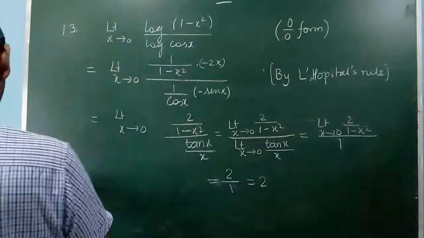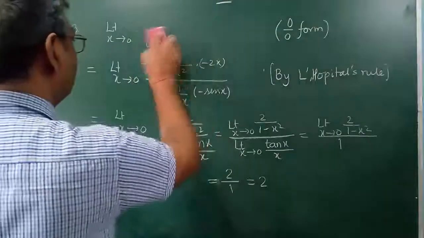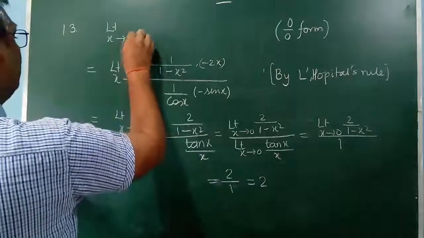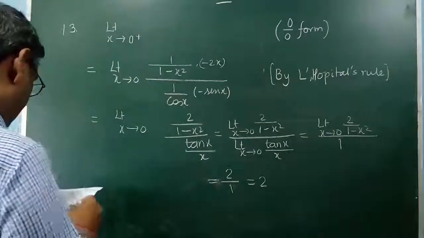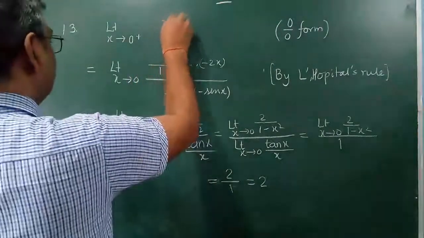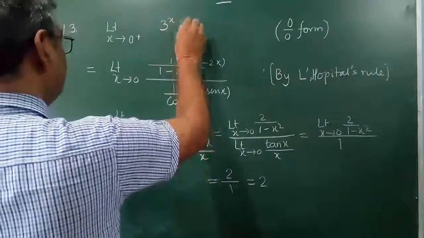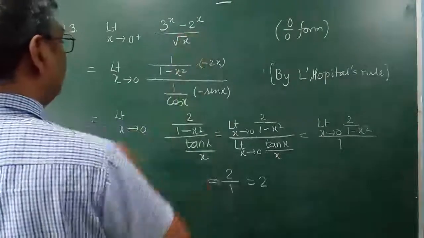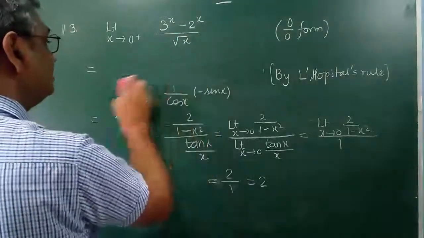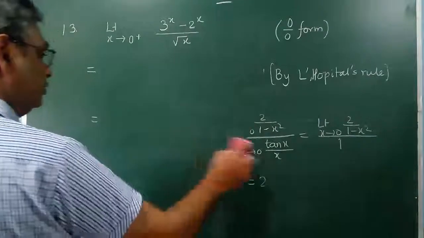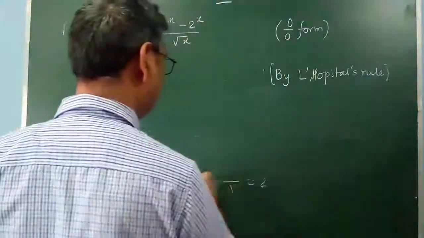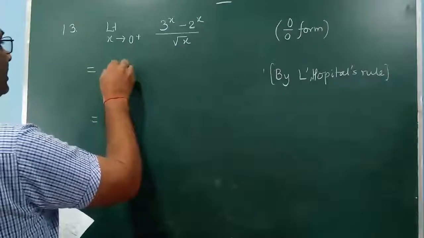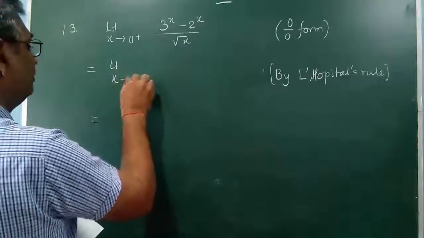Now, see the 13th question. What is given? x tending to 0 plus, (3 to power x minus 2 to power x) upon root x. So, this is of which form? This is 0 by 0 form. Now, see here, we can apply the L'Hopital rule.